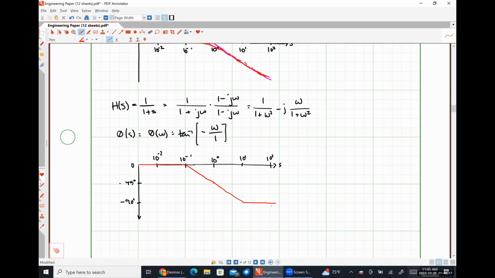Okay. What do you think would happen? Actually, let me write this down explicitly here. So what we have observed is 0 degrees for omega less than 0.1 omega p, and negative 90 degrees for omega greater than 10 times our pole frequency of omega p.